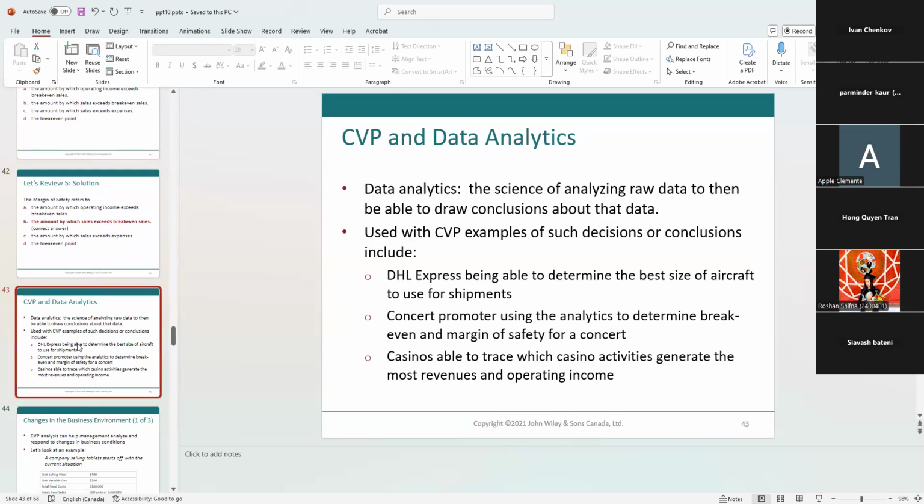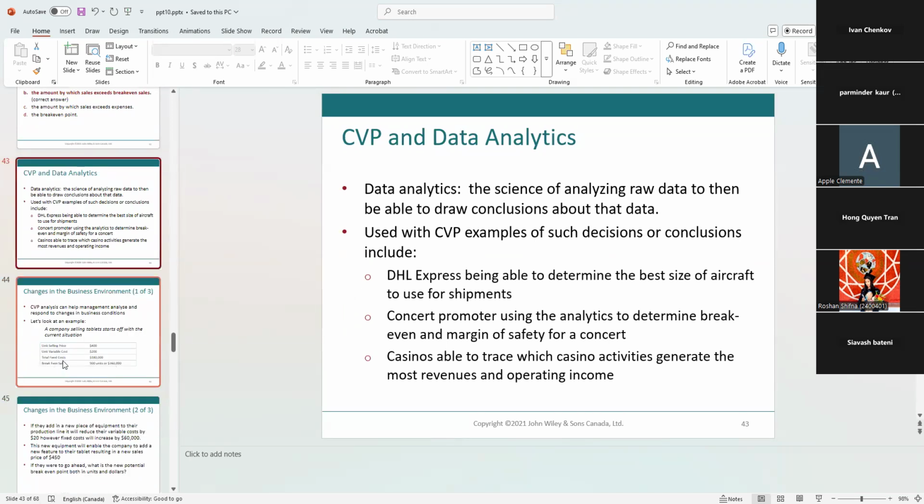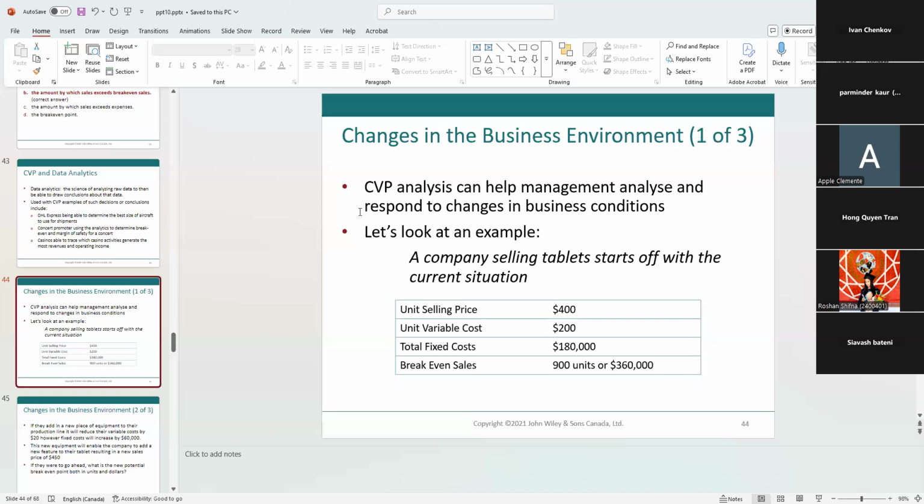So, the analytical point is with the DHL Express. Let's see this one. Now, what's going to happen when we start changing the environment? First, company sales. Basically, the company sales table starts with the current situation. They have unit sales price, variable cost, fixed cost, break-even sales, 900 or 360. So we have all those names.